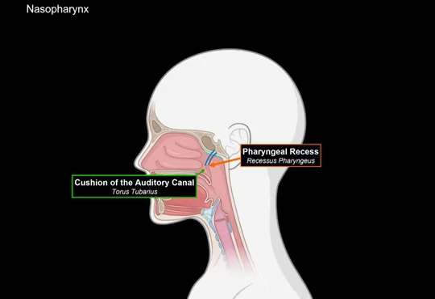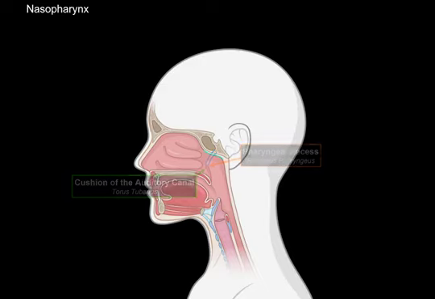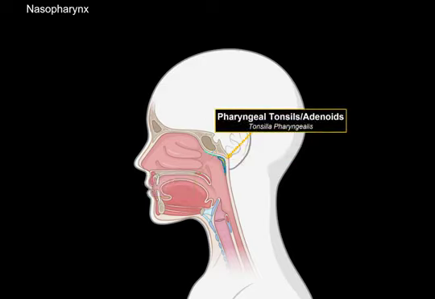Now, we do have tonsils here as well in the nasopharynx. There's the pharyngeal tonsils up here, also called the adenoids, which can sometimes be inflamed and enlarge and block the auditory tube. And another tonsil back here called the tubal tonsil. And it's called the tubal tonsil because it's located behind the auditory tube. So that was all for the anatomy of the nasopharynx.